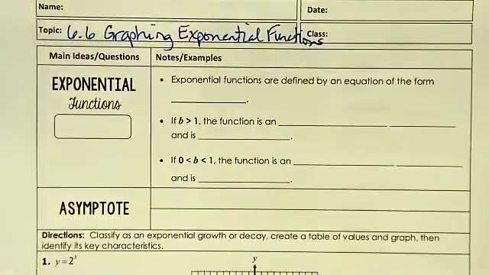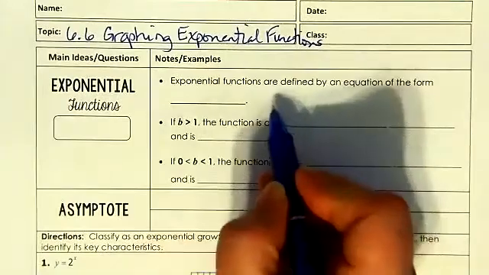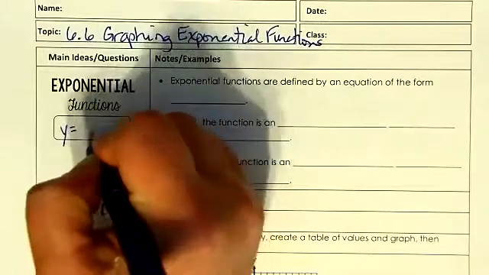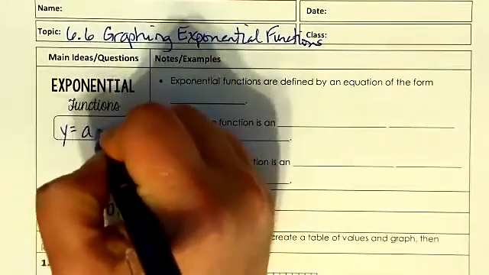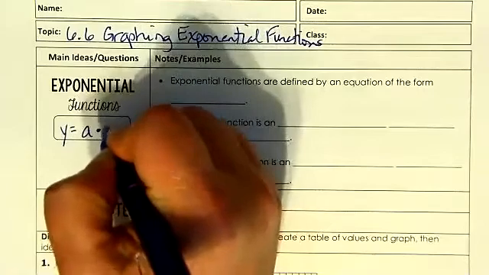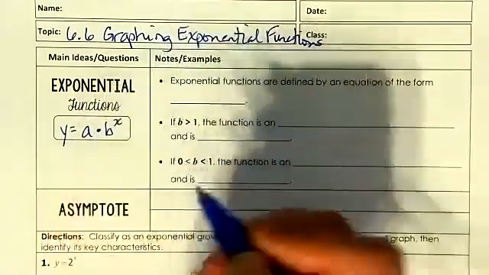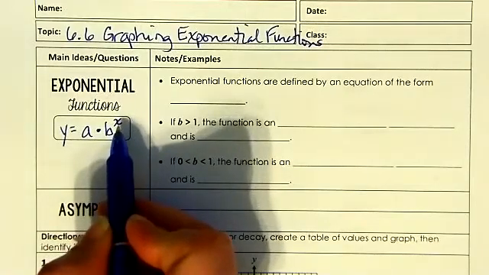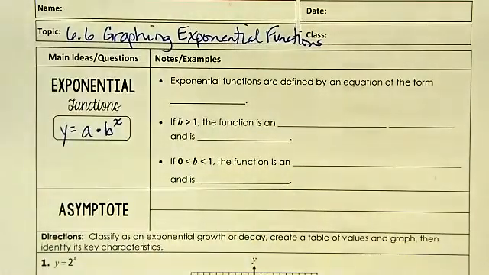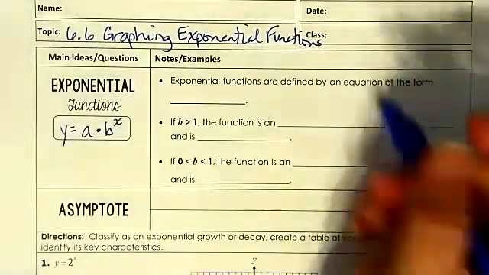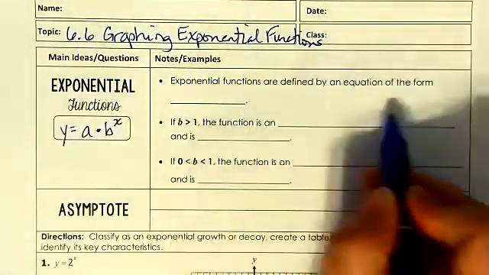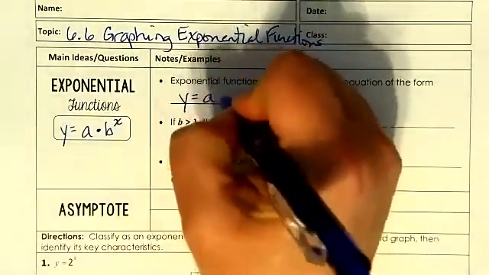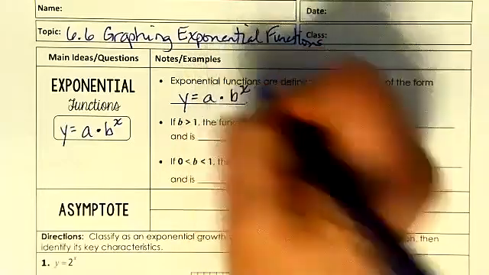Okay, so for exponential functions, the equation or the formula for it is y equals a times b raised to the x. This is called an exponential function because the x is in the exponent spot. Exponential functions are defined by an equation of the form, we just wrote that down in the box, a times b to the x.